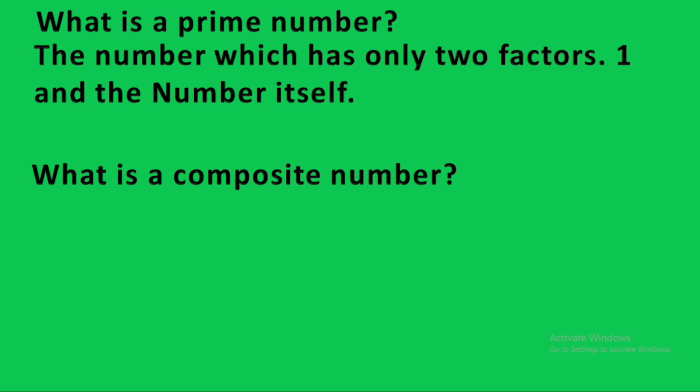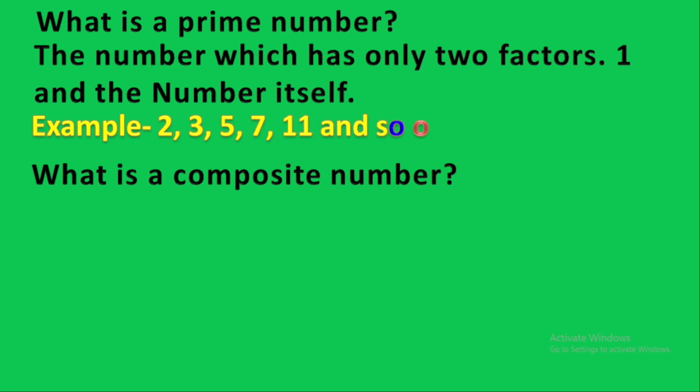Let us take another example, 5. 5 can be divided by 1 and it will be divided by itself. Apart from these two numbers, 5 cannot be divided by any other number exactly. So look at the example: 2, 3, 5, 7, 11 and so on. So if you find any number which has only two factors, you can easily understand that the given number is a prime number.